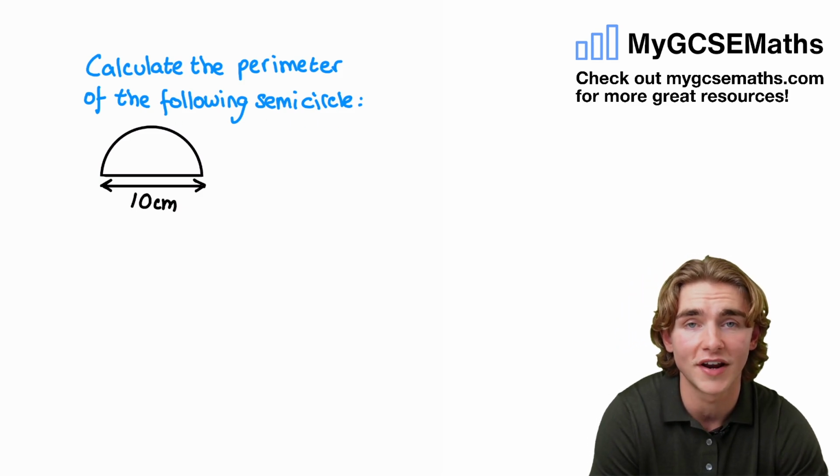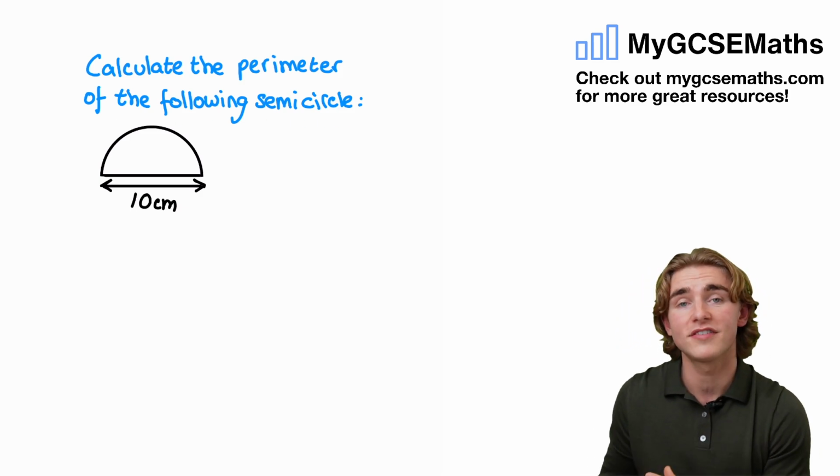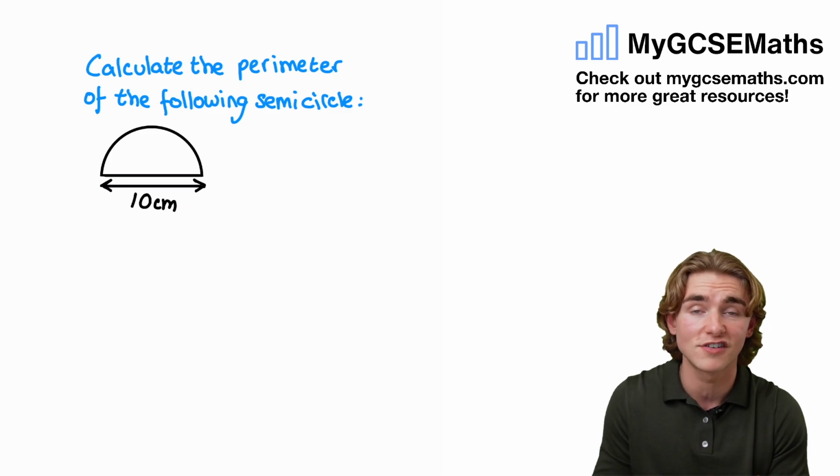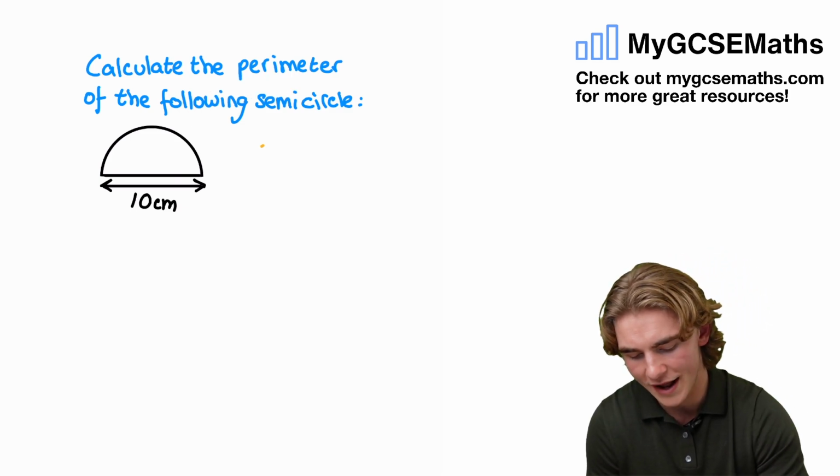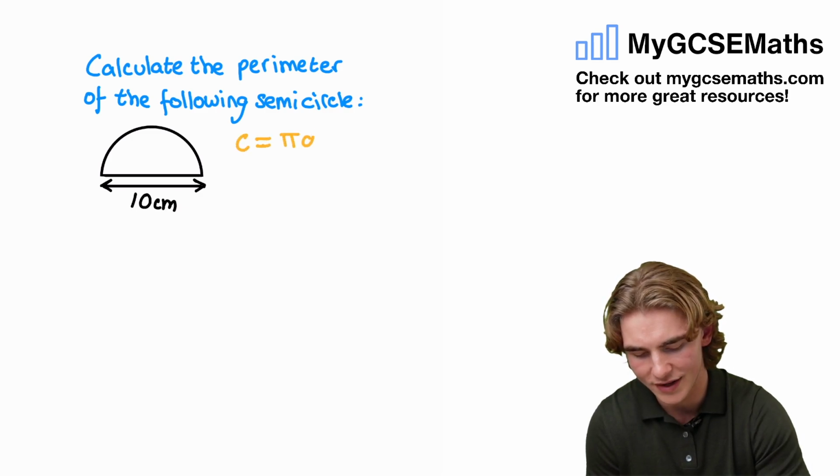Now, we know how to work out the perimeter of a circle. The perimeter of a circle is the circumference of the circle. We use pi times diameter. So let's write that up at the top for now. We're going to have that the circumference of a circle is equal to pi times diameter.